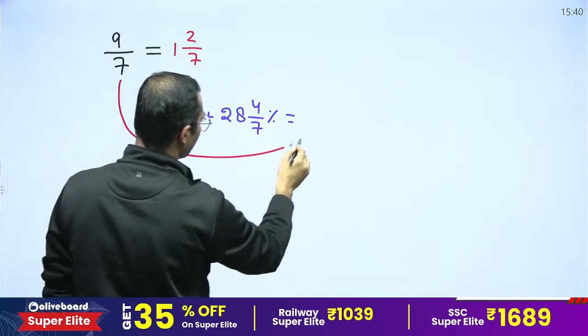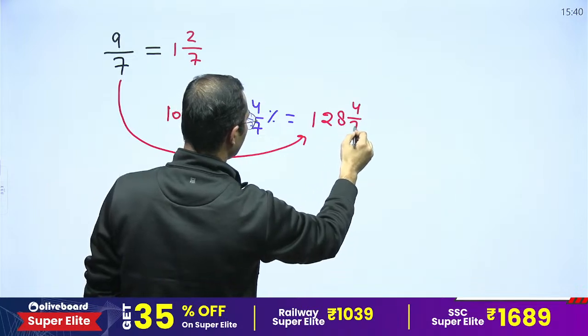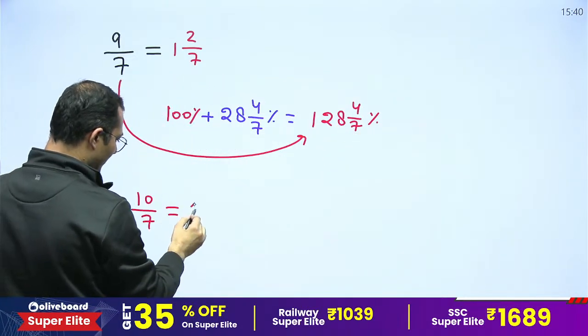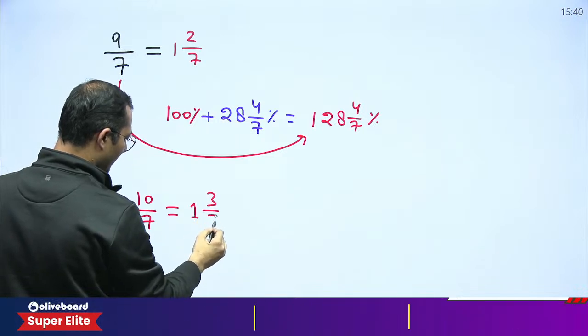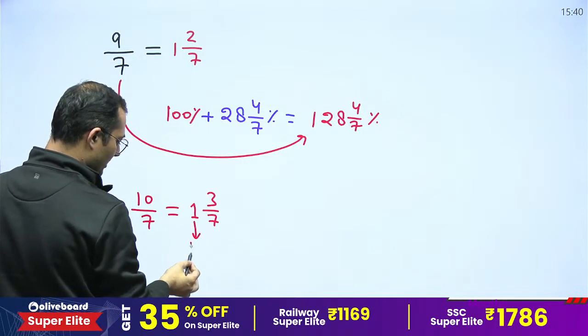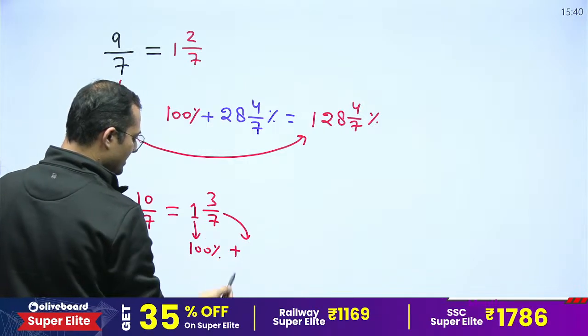So we can write it like 128 whole 4 upon 7%, right? So we can write it as 1 and 3 by 7, right? So we have to convert it into percentage. So 1 is equal to 100%, and 3 by 7 we understood.